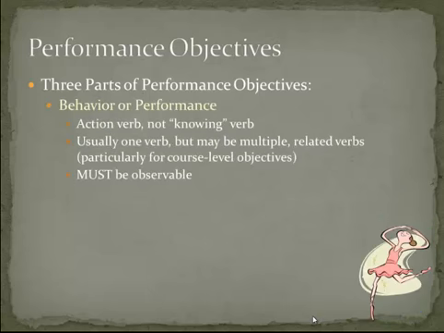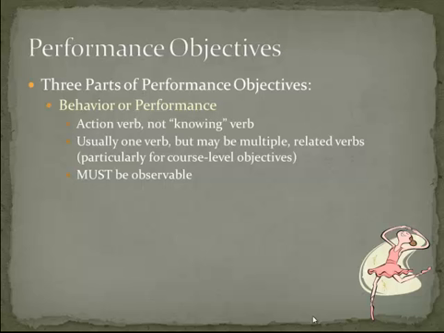The behavior or the performance has to be an action verb. Again, it has to be observable and measurable. By the end of this lesson, you're going to get tired of me saying observable and measurable. That means it has to be an action verb, not a knowing verb. You can't measure knowing. You can't measure understanding. You can't measure comprehension. You have to be able to have some behavior that you can see.